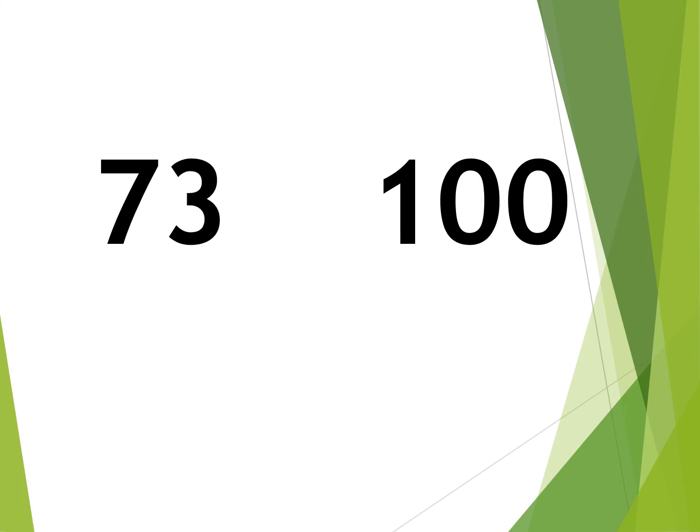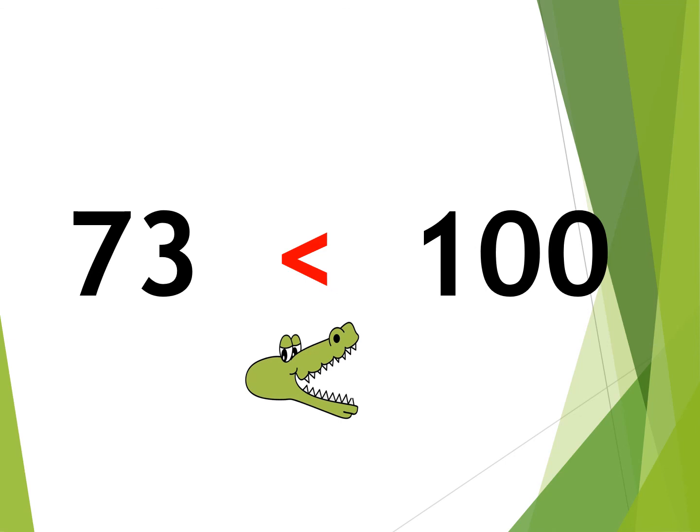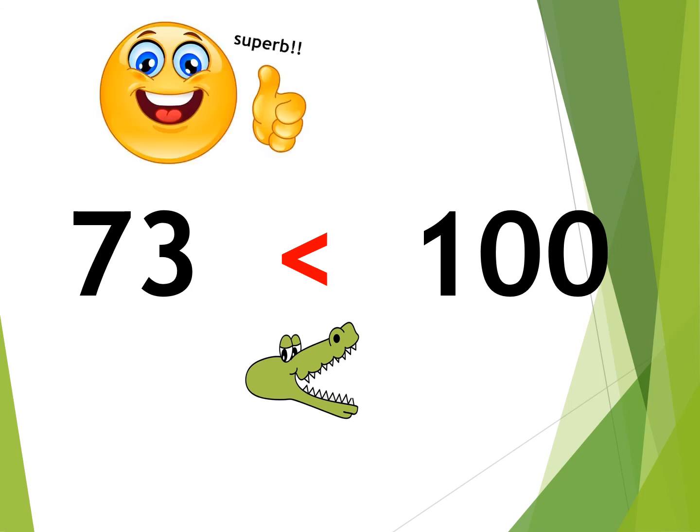Now 73 and 100. 73 is a 2-digit number and 100 is a 3-digit number. So which one is the bigger number here? Yes, it is 100. So 73 is less than 100, which means the alligator is going to eat the number 100. That's why the mouth is open towards 100. The same mouth symbol will be written here in red color. It's been written. You can observe. Now, very good.